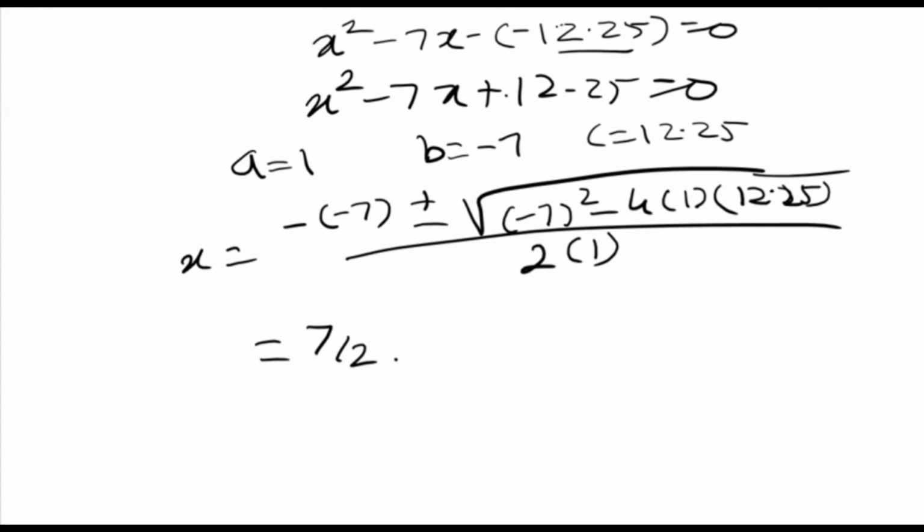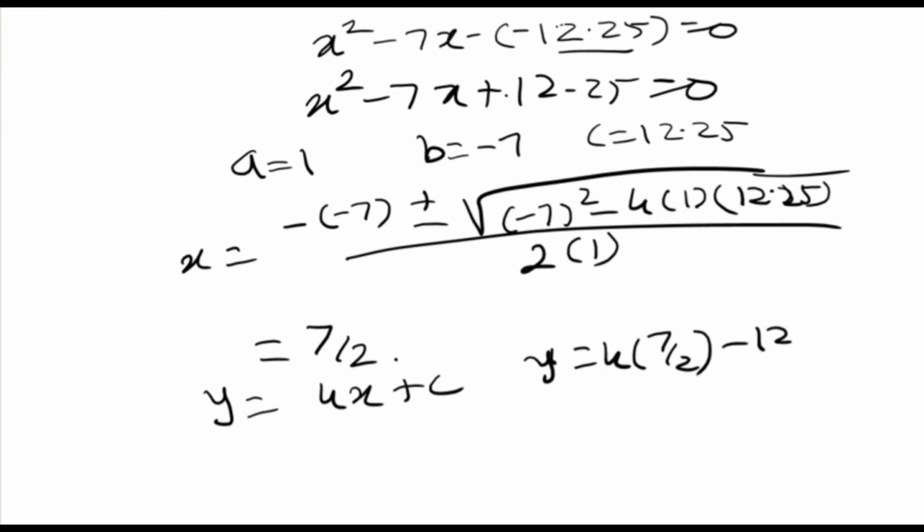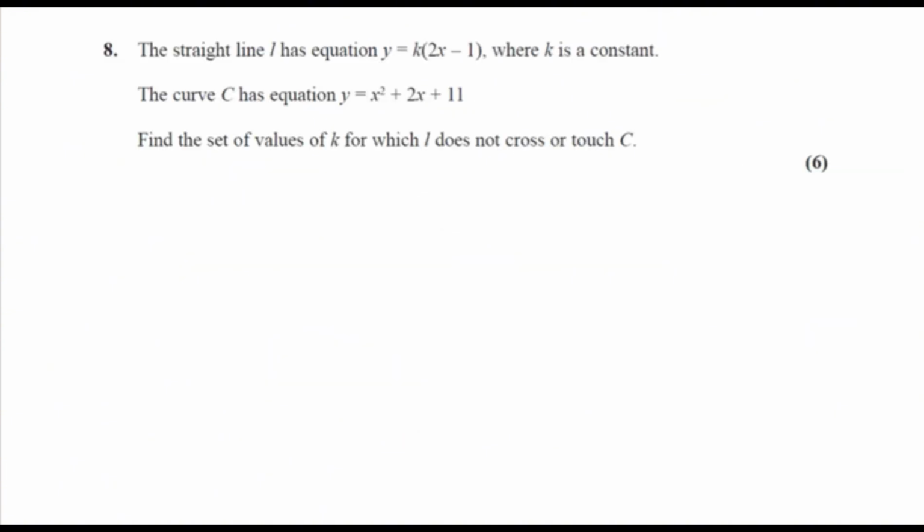Now this 7 over 2 we will substitute in our line equation y is equal to 4x plus c. So we know the c value is minus 12.25. So y is equal to 4 times 7 over 2 minus 12.25. When you simplify, you will get 7 over 4. So our coordinate is 7 over 2 and 7 over 4, the x and y coordinates. This is the coordinate of the intersection. Let's move to question number 8.